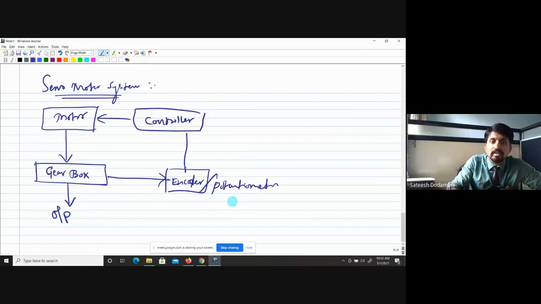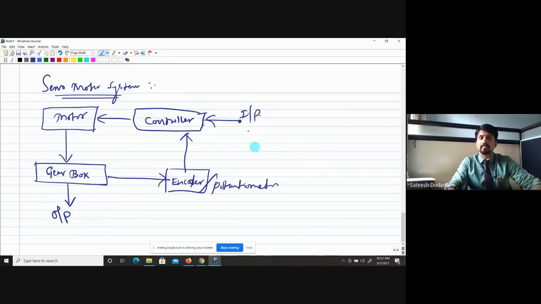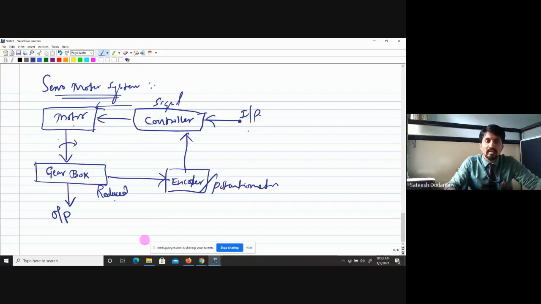Then this will be given to the controller as feedback, and the controller gets the input. So the input will come to the controller, and the controller will decide that it needs to give the signal to the motor. The motor gets the signal, and once the motor gets the signal, it starts rotating. This gearbox is used to reduce the speed, or you can increase the speed based on the requirement or application. Accordingly the output shaft rotates.